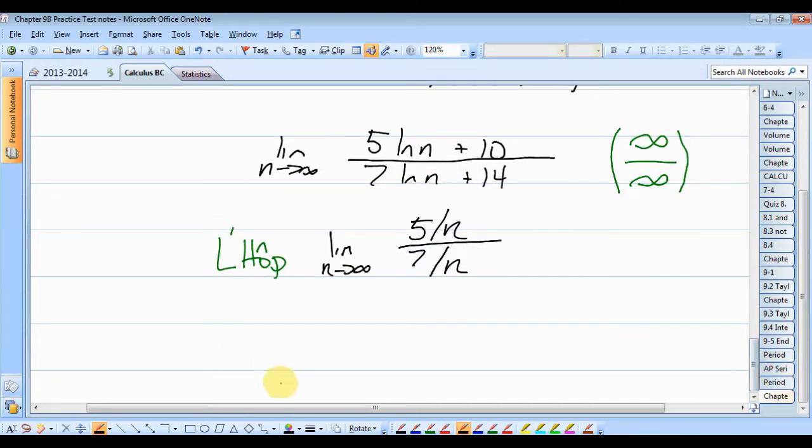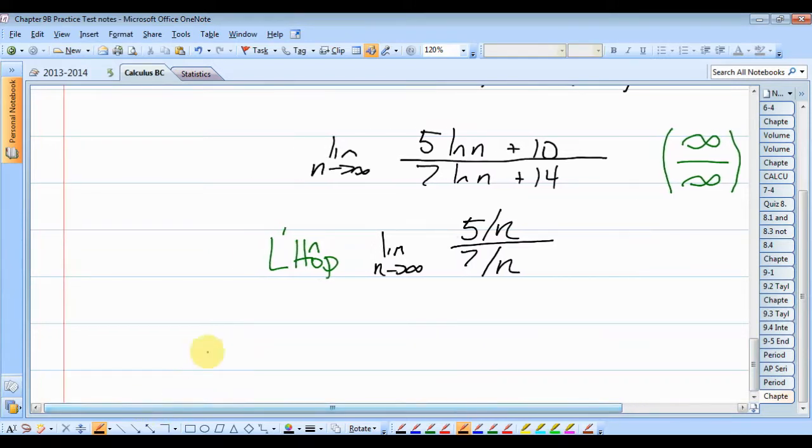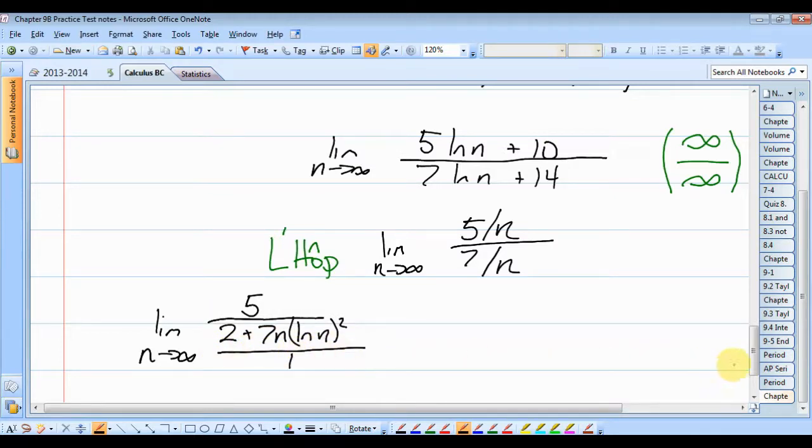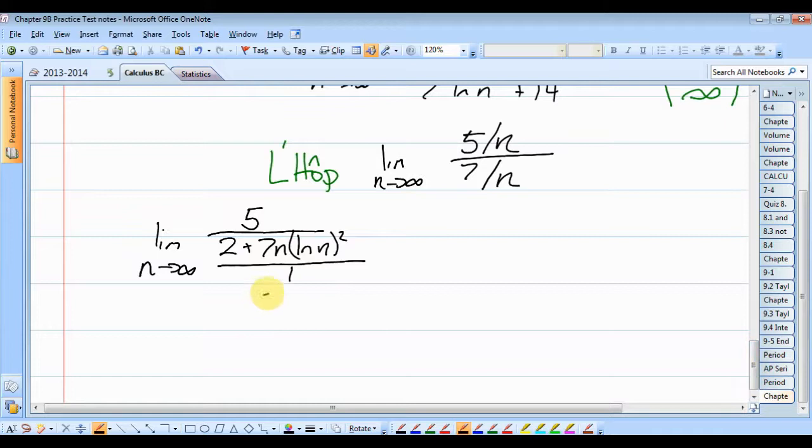All right, let's make this look official. Therefore, the limit as n approaches infinity of 5 over 2 plus 7, n natural log of n squared over 1 over n natural log of n. That's equal to 5/7.